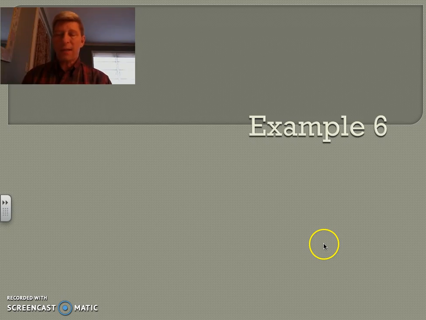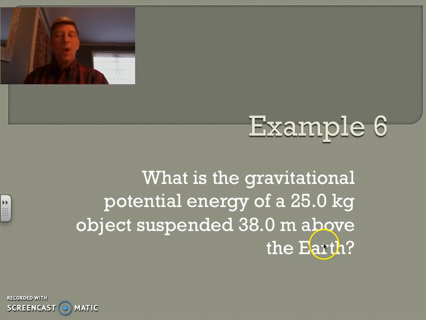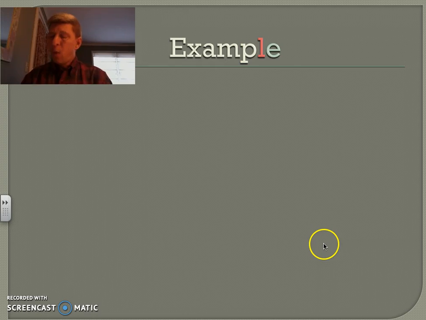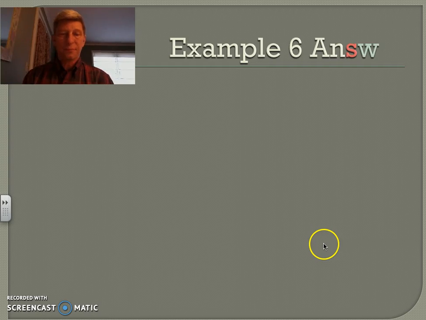So let's look at example number 6 now. What is the gravitational potential energy of a 25.0 kilogram object suspended 38 meters above the Earth? All right, I'm going to go quickly because my video is running out of time. But for example number 6, we're going to do our laundry list. First things first, the gravitational potential energy. Notice I put that little subscript G there to tell me that it's gravitational potential energy. That's going to be our big fat question mark.